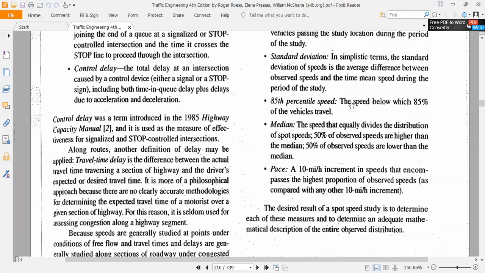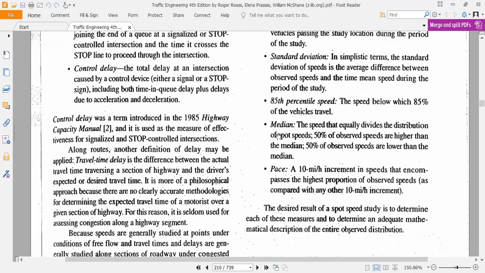The next term is the 85th percentile speed. The 85th percentile speed is the speed below which 85% of the vehicles travel. For example, in your survey you had 100 vehicles observed during 1 hour of your study. Now the 85th percentile speed, after the analysis, came out to be 55 kilometers per hour. So that means that 85% of the vehicles that passed during the study period had a speed of 55 kilometers per hour or less.